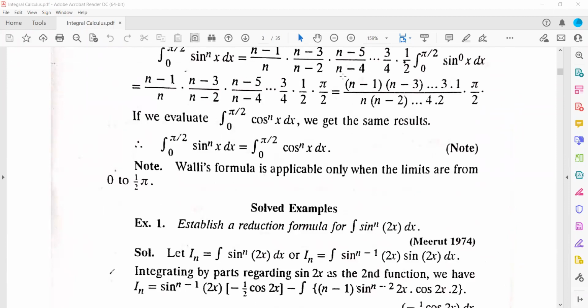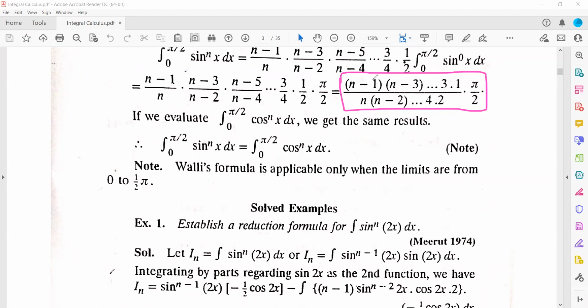This was the formula. Sorry, this was the formula for if n is what? Even. So in place of n, you just put twice m. So twice m minus 1, twice m minus 3, dot dot, 3 into 1, over twice m into twice m minus 2, dot dot, 4 into 2, into pi by 2.